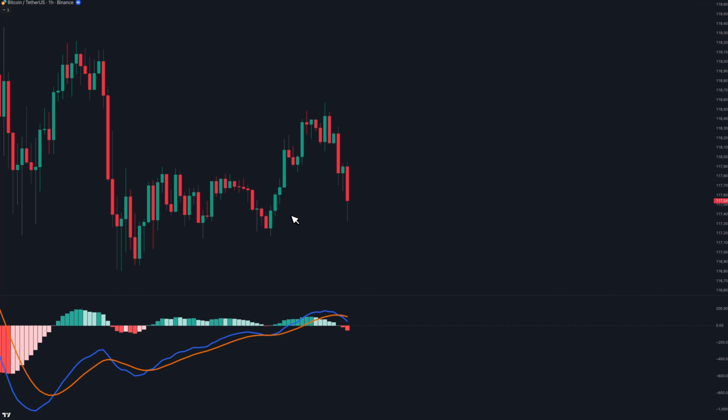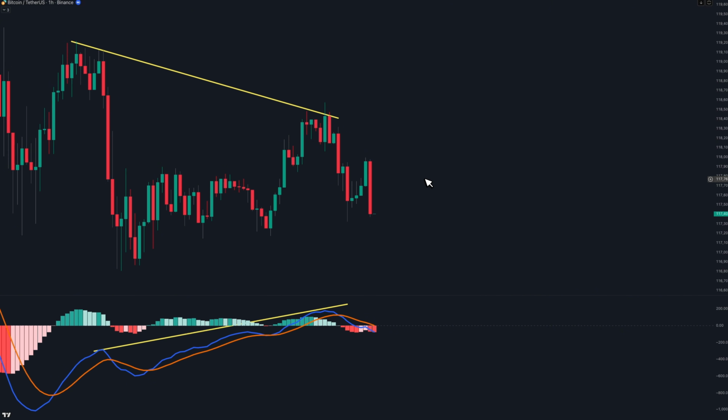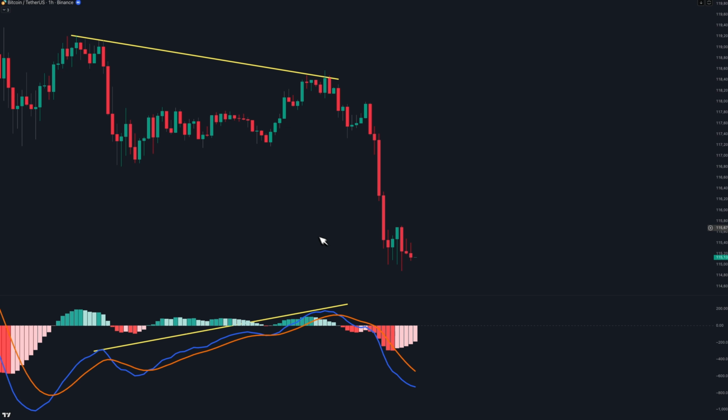Same idea in a downtrend. If price forms a lower high but the MACD forms a higher high, that's hidden bearish divergence. Momentum reset, but the downtrend isn't done yet. It's a great signal to continue riding the existing trend.